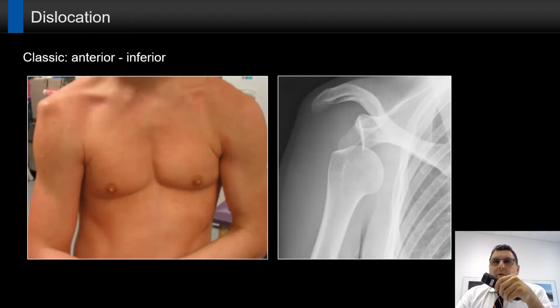This is a typical case of an anterior-inferior shoulder dislocation, which is the most common dislocation. You can see the classic sign if you see the patient in front of you, and on the left-hand side you can see the radiograph of that particular patient. You can see there was a huge dislocation of that shoulder.